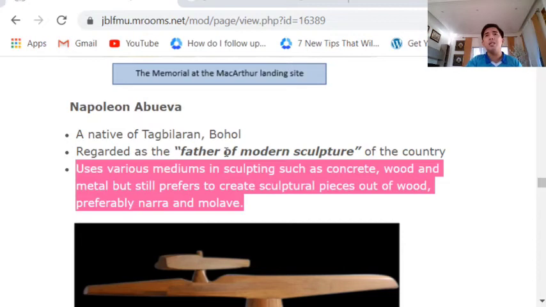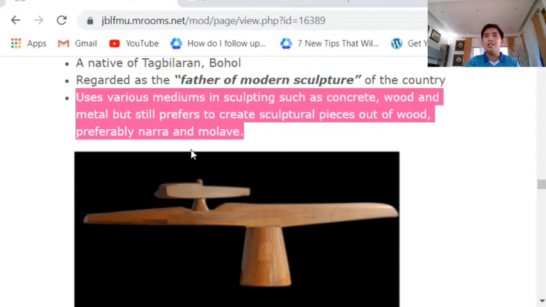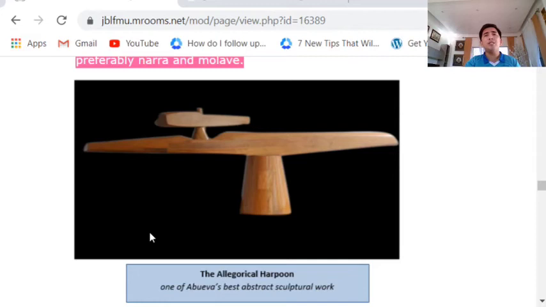Makikita natin modern sculpture. It is characterized by modernity, it is not an academic style. Then, an example of his work is this one, the Allegorical Harpoon.